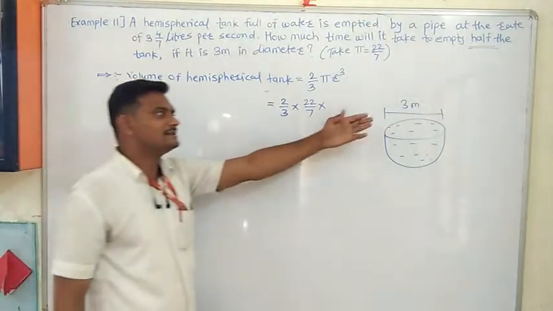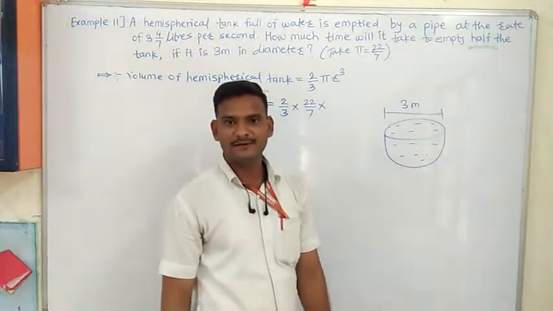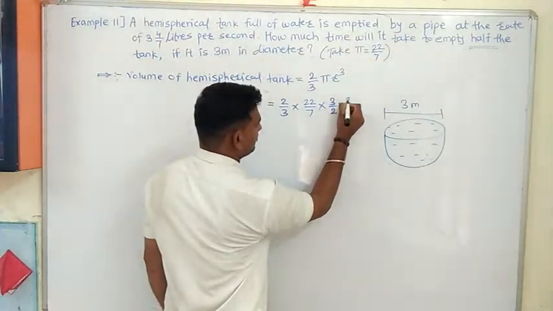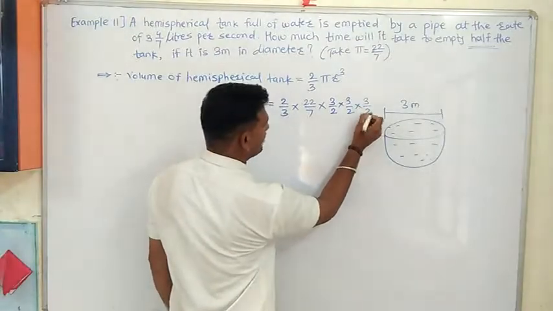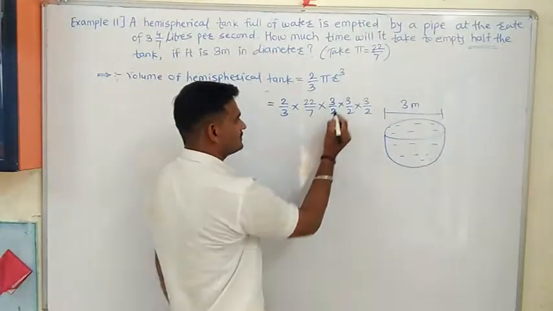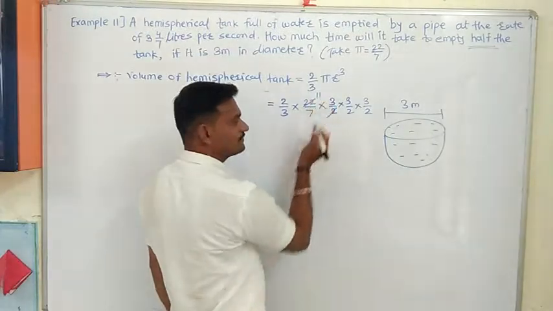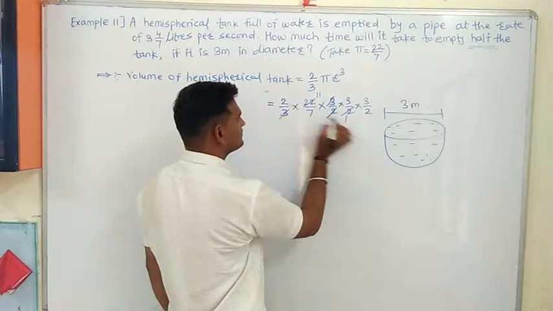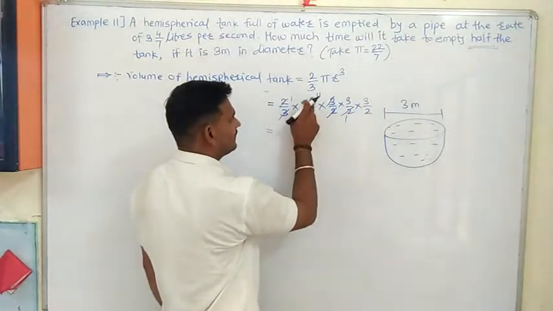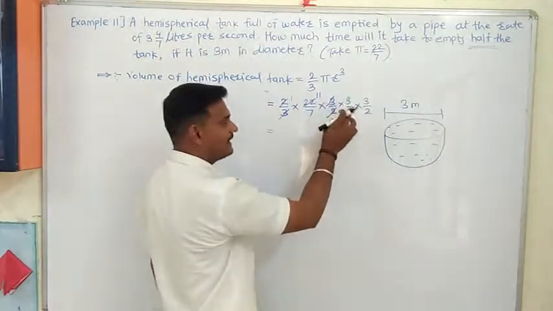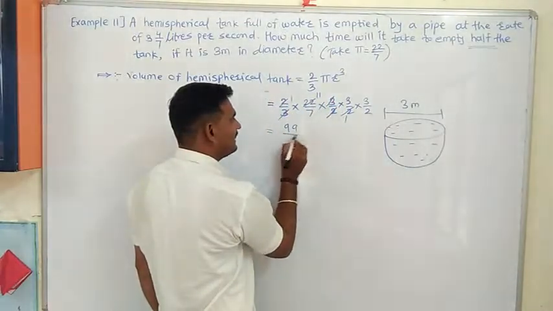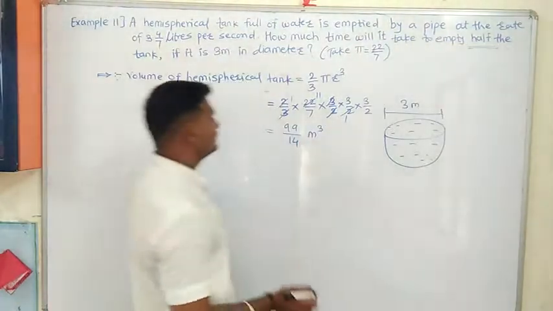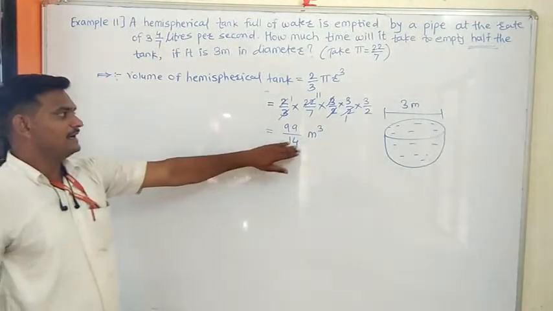The diameter given is 3, so the radius will become 3 by 2. Radius cube is 3 by 2 into 3 by 2 into 3 by 2. Why 3 times? Because r cube is here. Now see here, this 2 and this 11: 2 11s are 22. Again this 3 gets cancelled. 2 1s are 2, 2 1s are 2. What will remain? 11 into 9, 3 into 3 is 9, 9 into 11 is 99. 99 divided by 7 into 2, which is 14 meter cube. We got 99 by 14 meter cube.